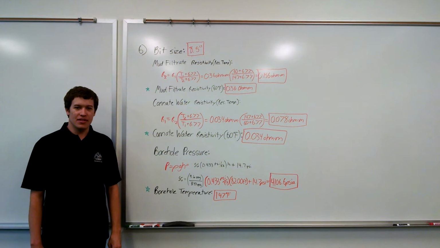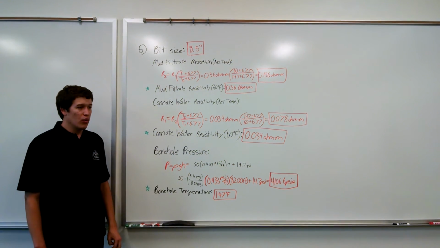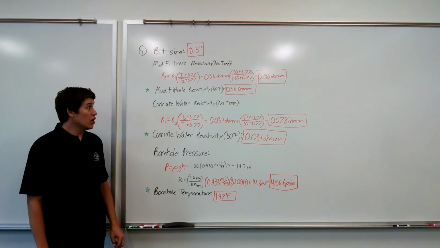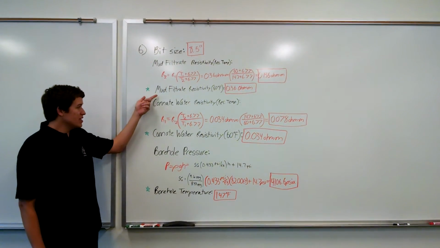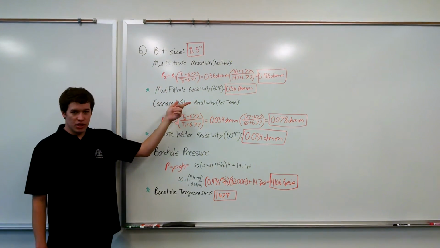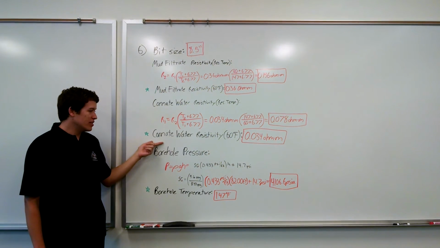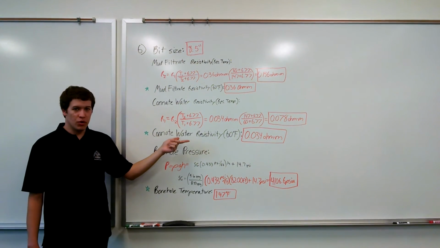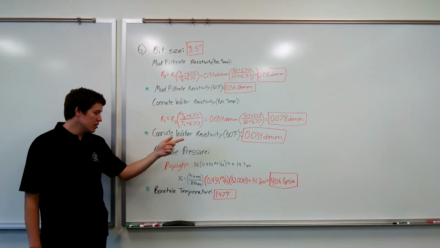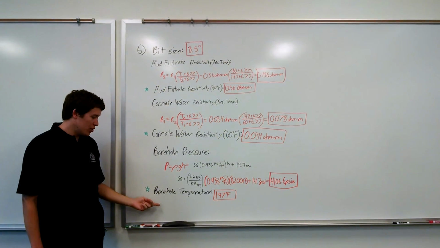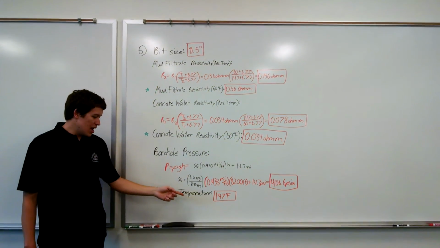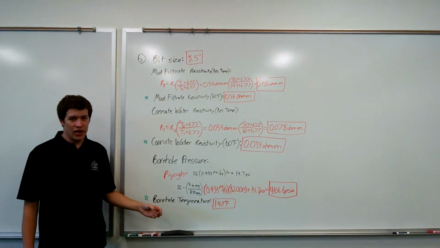My name is Seth Hansen. This is well log number 6. We are interpreting a log header to solve for the mud filtrate resistivity at 60 degrees Fahrenheit, which is 0.36 ohm times meter. We can also find our connate water resistivity at 60 degrees Fahrenheit, which is 0.034 ohm times meters. We can also find our bottom hole temperature, and that comes out to 147 degrees Fahrenheit.